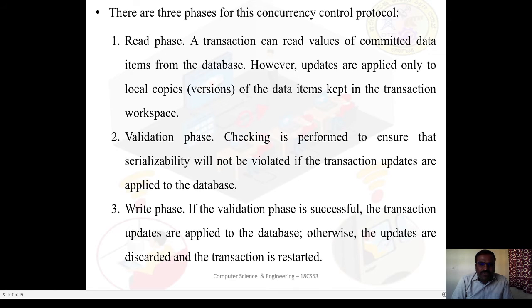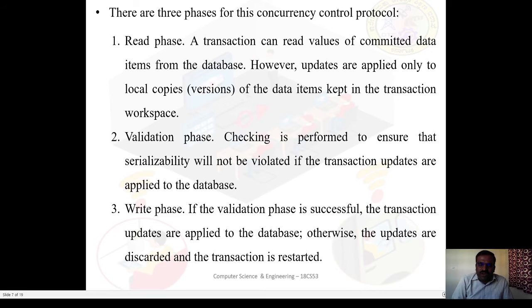In the write phase, if the validation phase is successful, the transaction updates are applied to the database. Otherwise, the updates are discarded and the transaction is restarted. The idea behind optimistic concurrency control is to do all the checks at once. Hence, transaction execution proceeds with a minimum of overhead until the validation phase is reached.